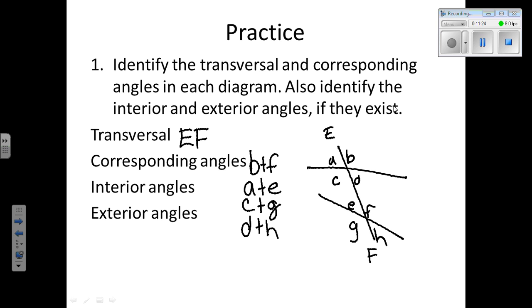So my interior angles are C, D, E, and F, and my exterior angles are A, B, G, and H. Can we tell if the corresponding angles are equal? If not, why? The corresponding angles are not equal because the two intersecting lines are not parallel to each other.